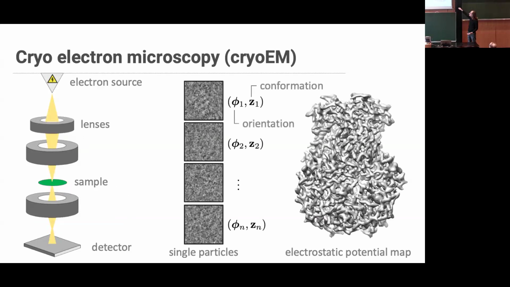So basically, with each such image, you can associate 2 latent quantities. One is the conformation, which is different in every realization, of course, and the other one is the orientation, which is also unknown, right? Because you just see randomly oriented particles.